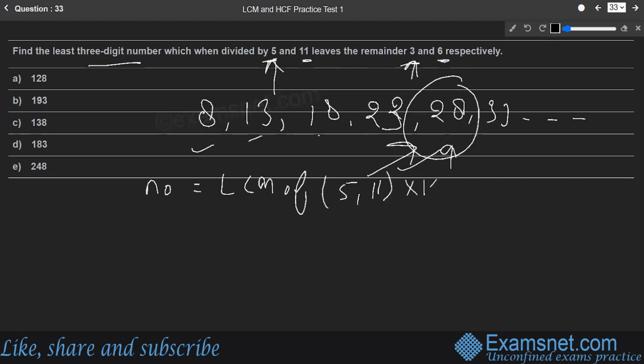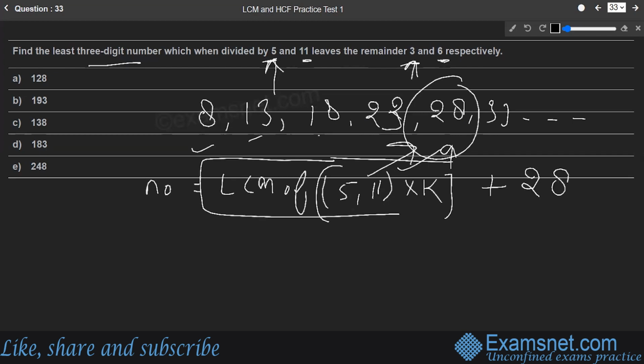Let us multiply by K: the LCM of 5 and 11 into K, plus the common least number, that is 28. So this becomes the formula for the required number: the LCM of the common divisors 5 and 11 multiplied by K, where K varies as 1, 2, 3, and 4. And we'll keep on varying K till we receive the least three-digit number.